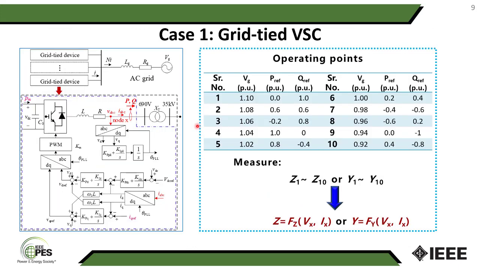Here we have one case where there is a grid-tied voltage source converter. Basically, these are the same devices, but aggregated, several voltage source converters with the specific control structure and parameters. The first step is we construct the operating points, and we get the impedance model at these 10 operating points. We got the 10 impedance or admittance models. By using those 10 models, we can get an operating point variable impedance model, which is a function of voltage and current, which is actually the operating point. So this impedance model is a function of the operating point.